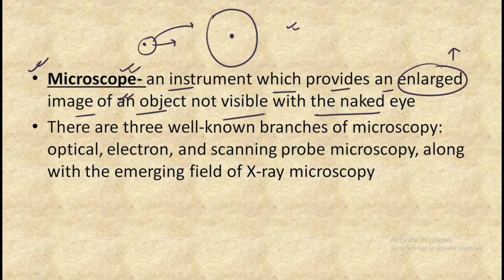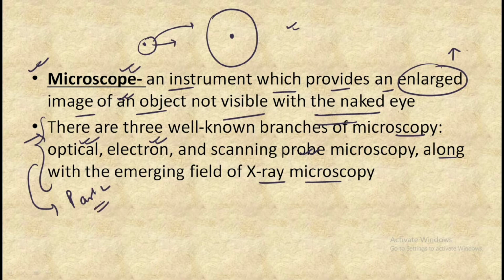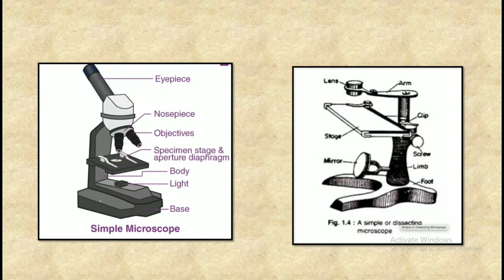And the three well-known branches of microscopy include, the first one, optical microscopy, the second one, electron microscopy, and the third one, scanning probe microscopy, along with the emerging field of X-ray microscopy. We will be discussing each one of them in detail in the second part of the microscopy lectures. So this is how a typical microscope looks.